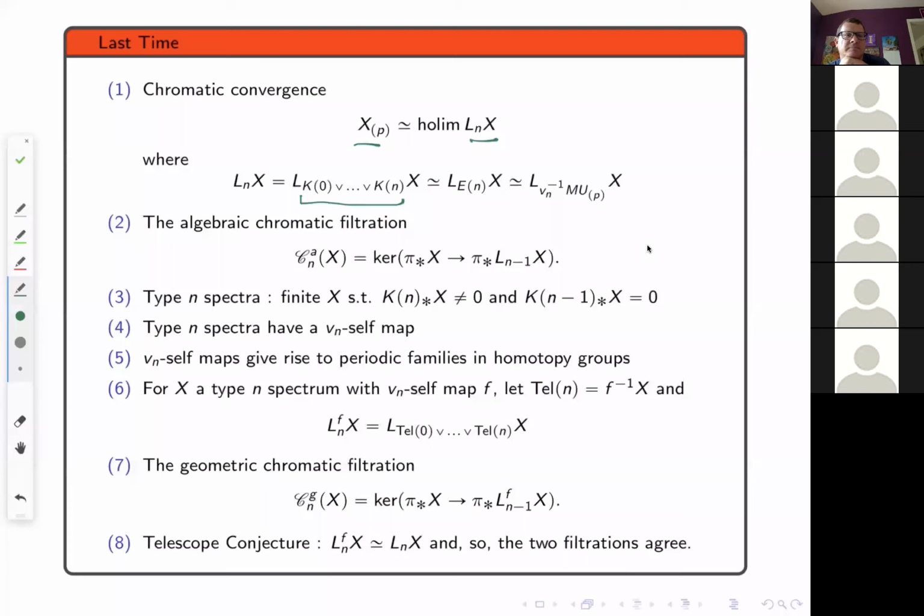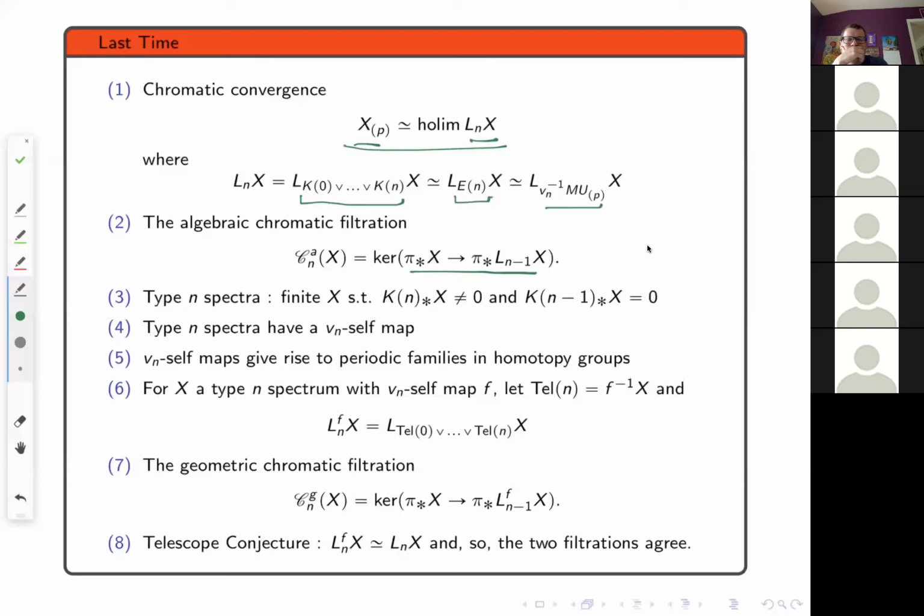Okay. I mentioned that this is the same as the localization at the Johnson-Wilson theory, and also if you just take MU_P and you invert v_n. So this convergence theorem led us to define the algebraic chromatic filtration, which was obtained by taking the kernel of the maps on homotopy groups induced by the localization from X to L_{n-1}.